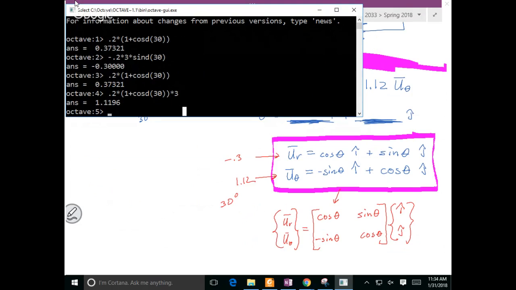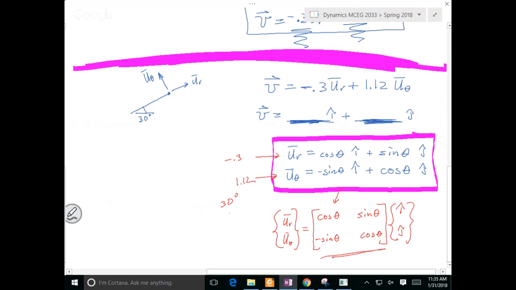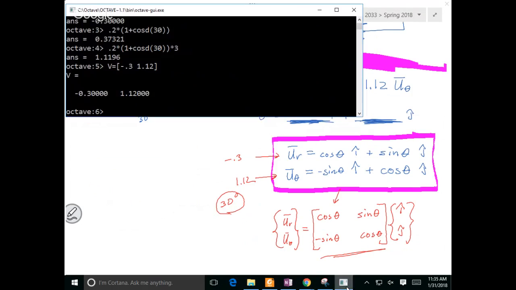So what I'm going to do is, okay, I'm going to create a vector, just call it V, which will have minus 0.3 and 1.12. Okay, so it sits like that, right? And I'm going to write this one with the 30 degrees. I'll call it capital T for lack of a better name, actually, the reason I call it T is because it's usually called a transformation. Transforms from one coordinate system to the other.